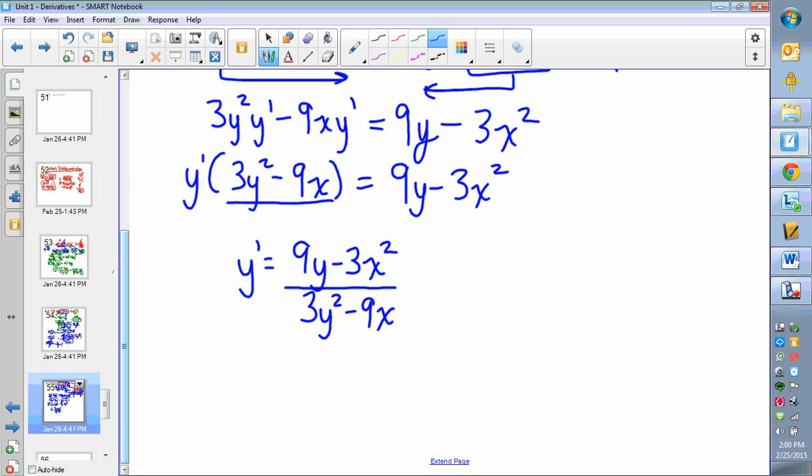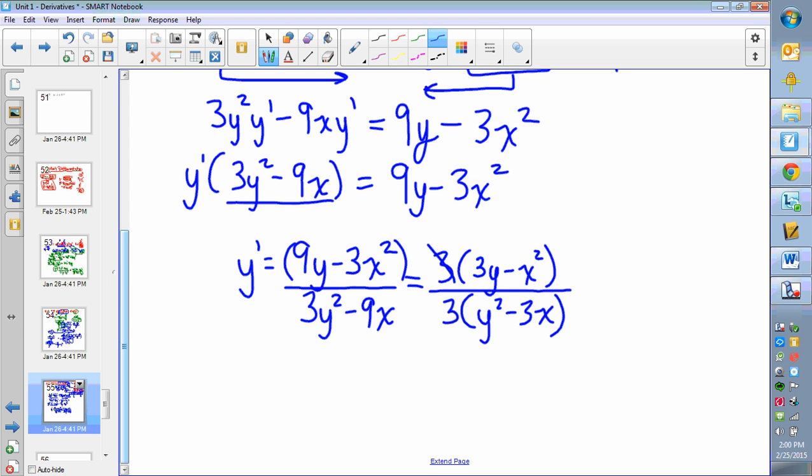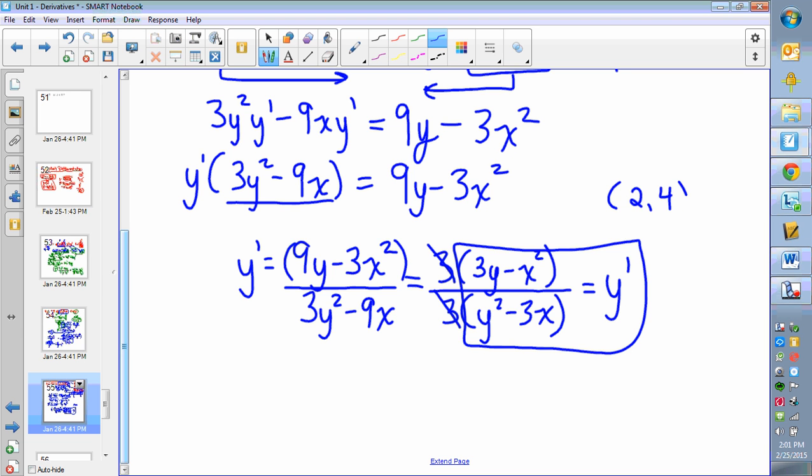Looks like a lot of 9's and 3's there. I bet you something cancels. Let's common factor in the numerator a 3 out, which would leave 3y minus x squared. And in the denominator, we'll factor a 3 out, which will leave y squared minus 3x. The 3 is now gone, and here's our equation for the derivative y prime. Well, that's where some questions stop, but if you recall, this was just step one, find the derivative. Step two was plug in the point x of 2, and the y was 4. Plug those points in. So that's step one done.